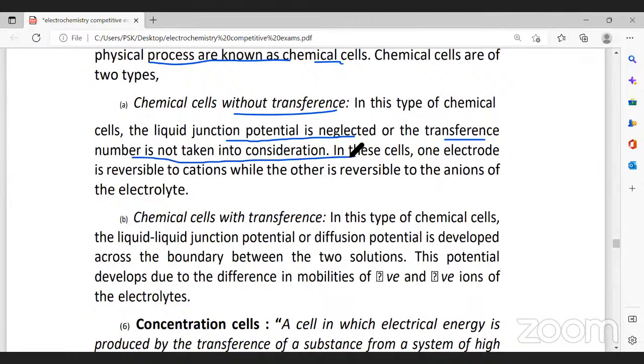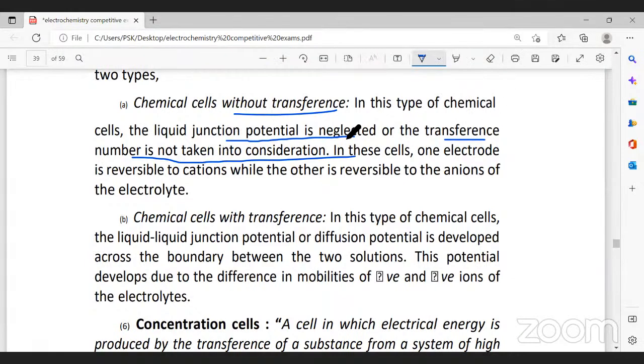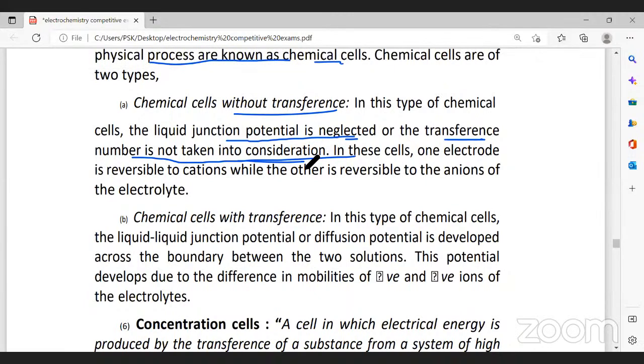What is a transference number? It's also called the transport number. We talked about the salt bridge, with KCl. K plus ions move towards the cathode, Cl minus ions move towards the anode, we learned. That is not considered here. That's why they say the liquid junction potential is neglected and the transference number is not taken into consideration. So these kinds of cells are called an electrochemical cell without transference.